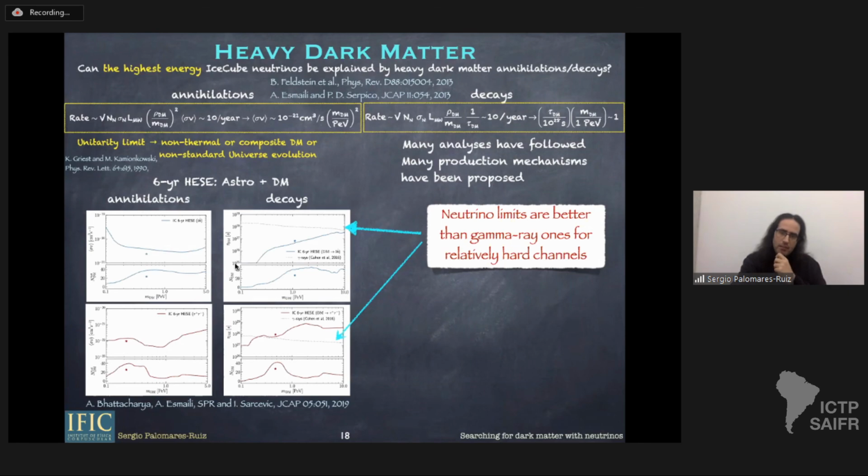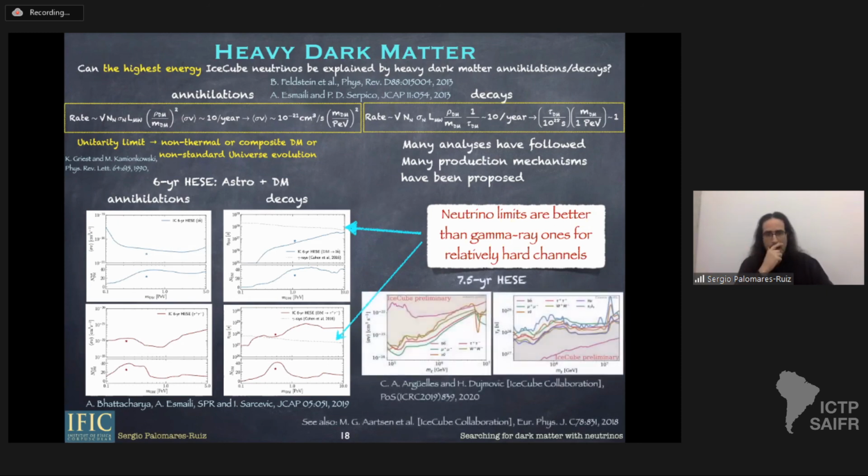This is the lifetime limit, the lifetime versus the mass. The colored line is the limit. Everything below the line is excluded by IceCube data. And the dotted lines are limits coming from gamma rays, which are also produced in these decays. As you see, when dark matter decays into b b-bar, the gamma ray limits are better. But when dark matter decays, for instance, into tau leptons, the limits with neutrinos are better. So this is the take-home message: neutrino limits are better than gamma ray ones for relatively hard channels for masses of 100 TeV or so.